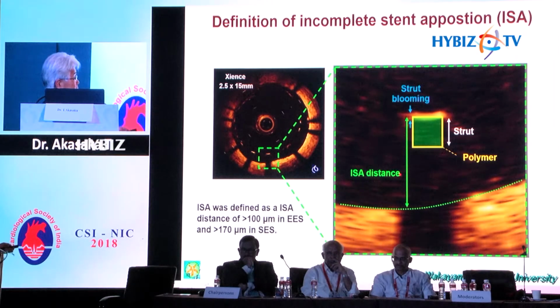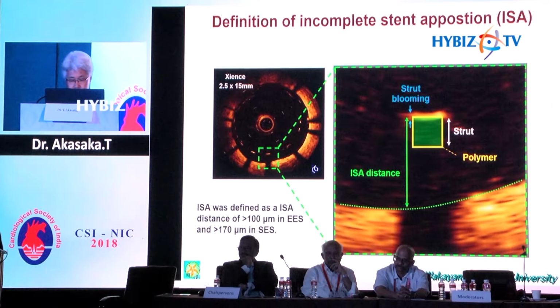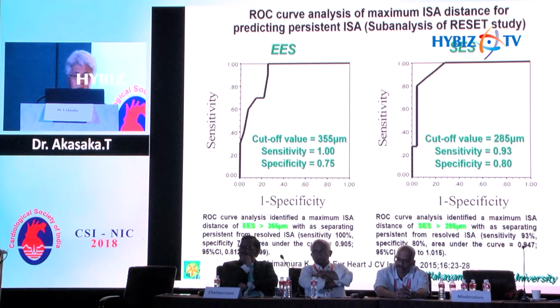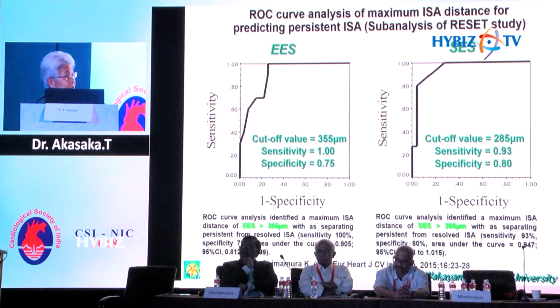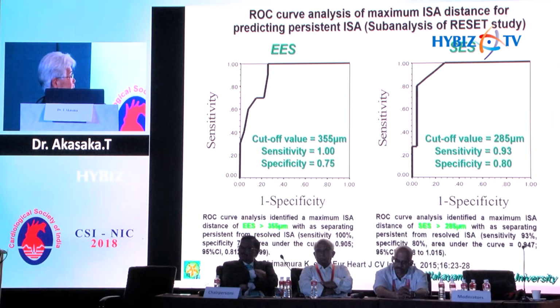Previously, we tried to measure directly from the strut position to the vessel wall to identify the incomplete stent apposition distance. But in ES giants, if the incomplete stent apposition is more than 350 micron, it still continues even 6 months or 8 months after stent deployment. However, if the incomplete stent apposition distance is less than 350 micron, it will disappear. So leave it alone, okay.